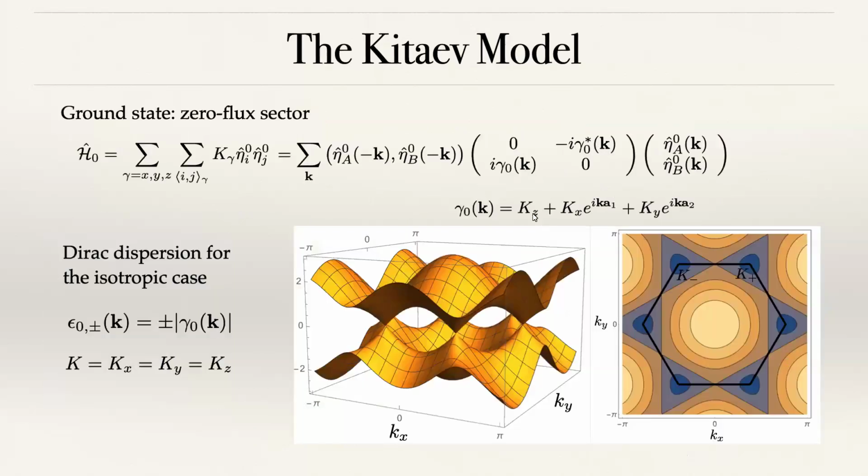Okay, so now we know that the ground state is in the zero flux sector, so for simplicity, we can set all the bond operators to have the eigenvalue of 1. Then we have a quadratic Hamiltonian, which looks exactly like the electrons in graphene. And by solving it, you will get this kind of honeycomb structure.